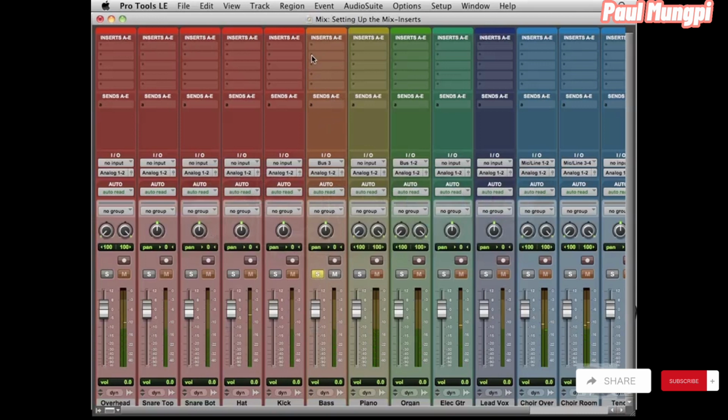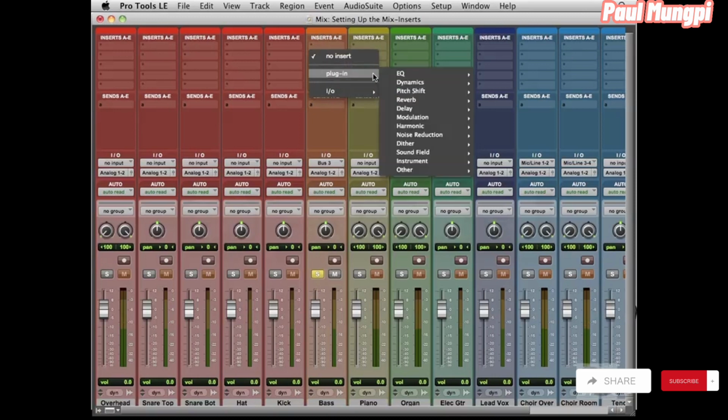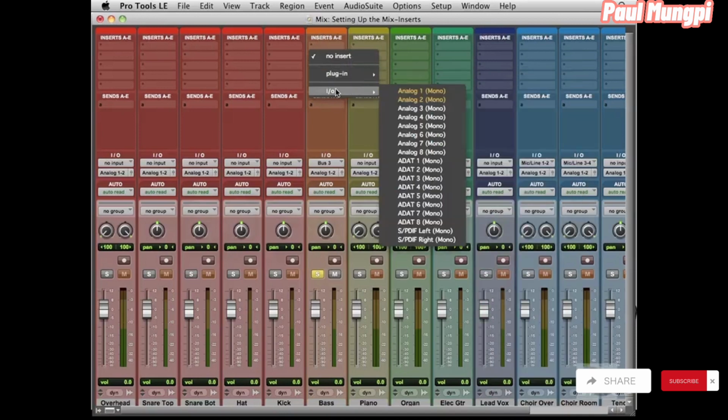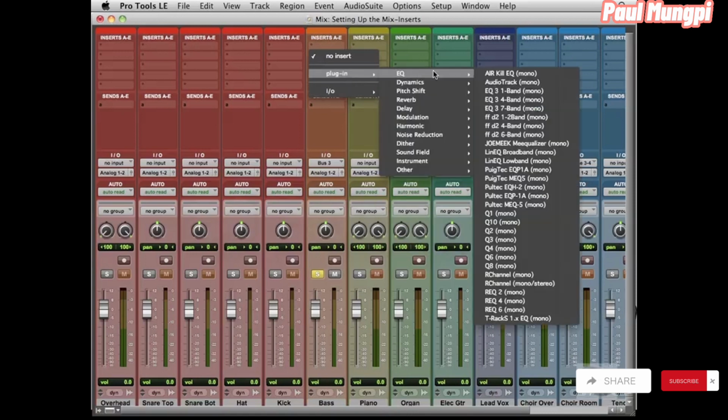Okay, so if we put an insert here in Pro Tools, there's two types of inserts that we can use. We have a plug-in insert, which is what we're going to be using the majority of the time. And there's also an I/O insert, which is where we can actually send our signal over to a separate processor, and we can use an outboard processor in this circumstance. But mainly we're going to use our plugins.